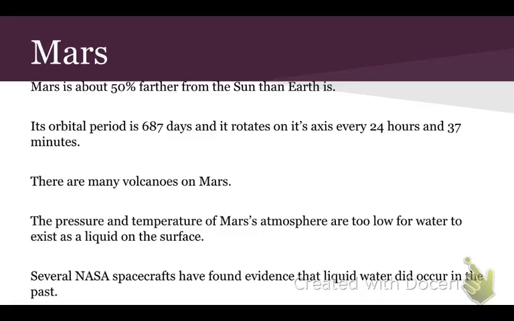There are many volcanoes on Mars. The pressure and temperature of Mars' atmosphere are too low for water to exist as liquid on the surface. But several NASA spacecraft have found evidence that liquid water did once occur in the past.